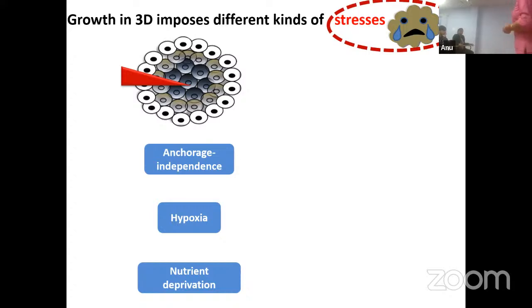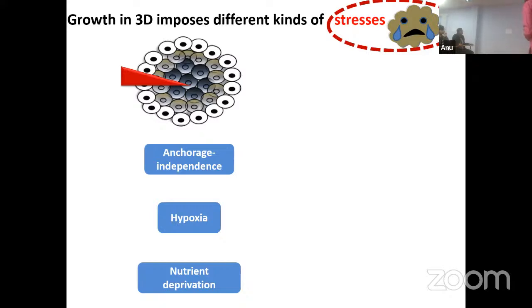We all experience stress at different time points. When there is an exam, you experience stress. When you have to catch a flight or a train. These cells that grow in an anchorage independent fashion are also stressed. Why? Because, A, they are anchorage independent, and these are epithelial cells. They love to attach. They need attachment. I've deprived them, so they are stressed.